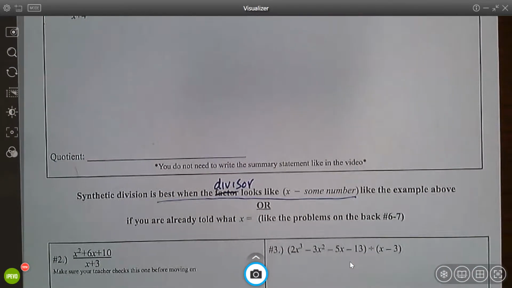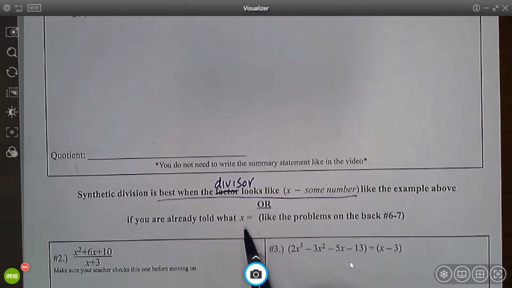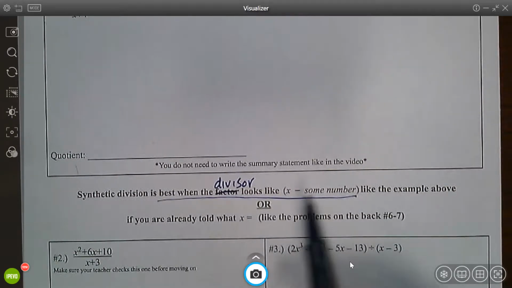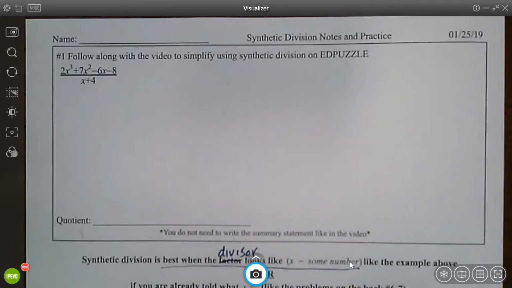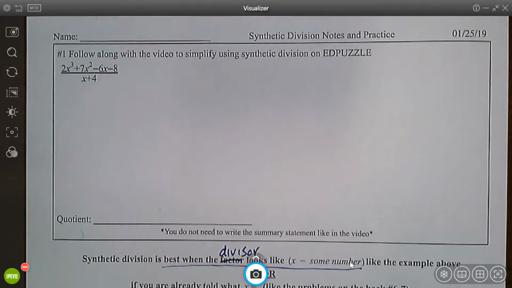Or sometimes I'll already tell you what the x equals, and you'll see why that matters, and there's an example on the back. I can point it out. So we'll walk through this problem.